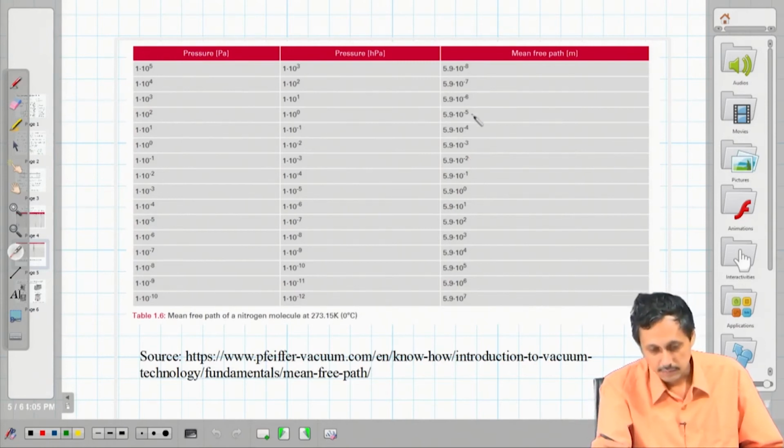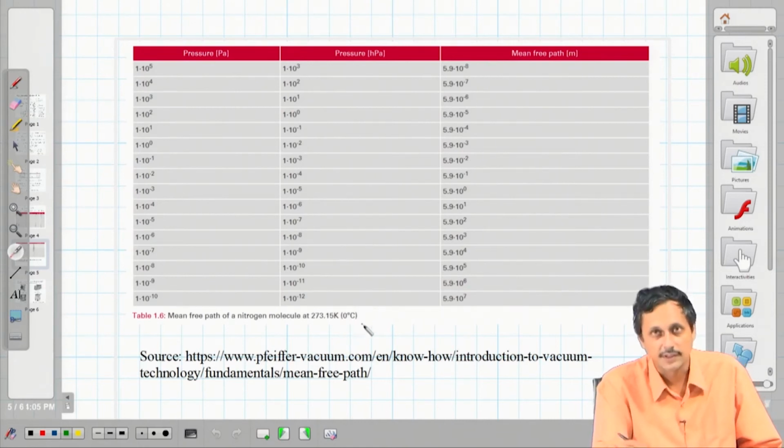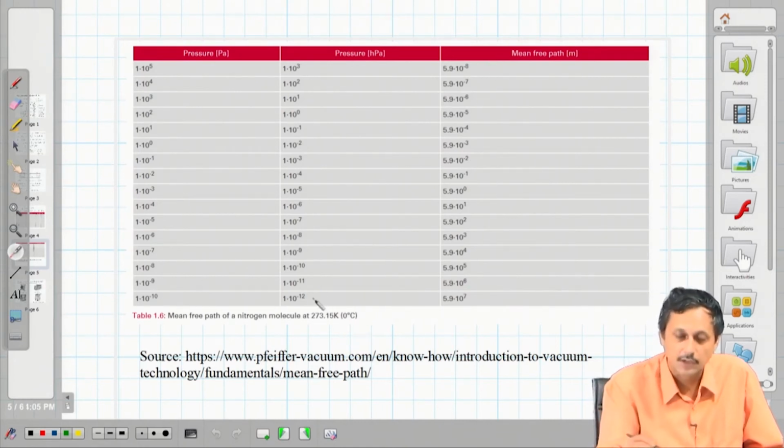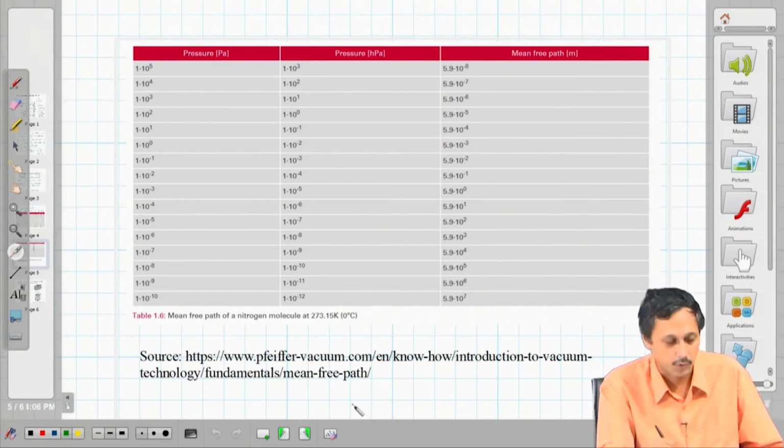Okay. So, it is the real time data on nitrogen at 0 degree centigrade up to very, very, very low pressure. And the source, I have also mentioned the source, you can always go and look at the data set, and they also have a supplementary data set for different types of experiments, you can have a look.